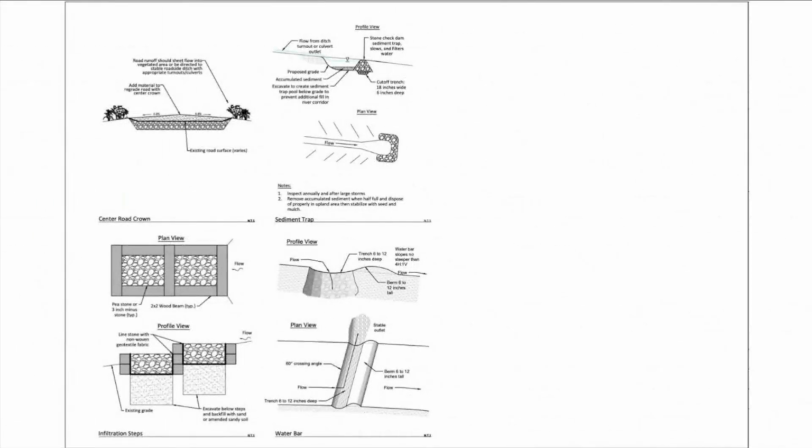Some more details. These are maybe not so exciting, just showing how to crown a road. Actually, this detail here is for those infiltration steps at 1373, how to better backfill them and get proper fabric holding the stone inside those pressure treated timbers to resist the flow coming through there.